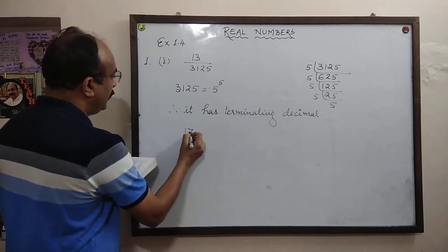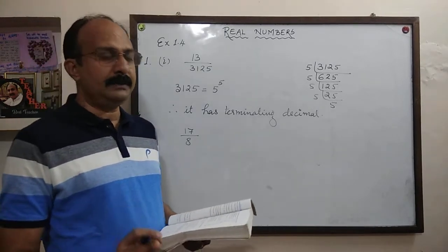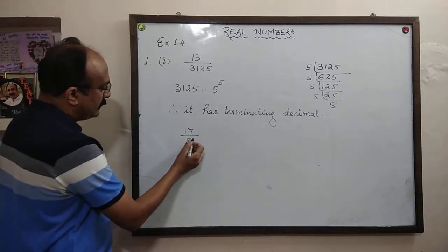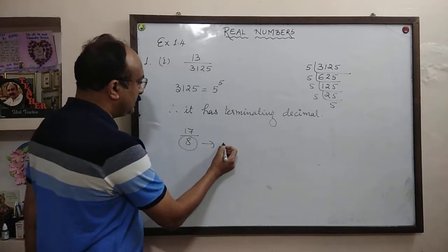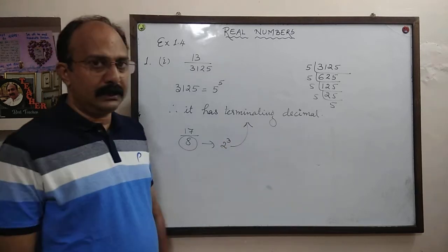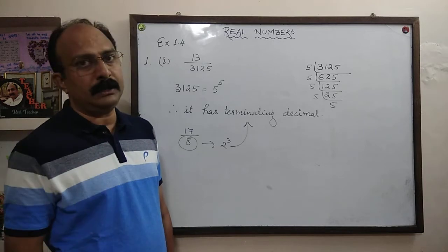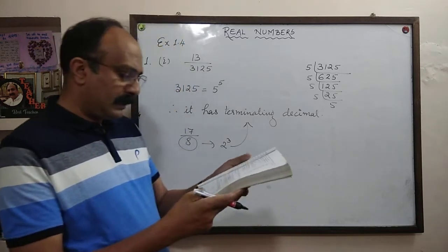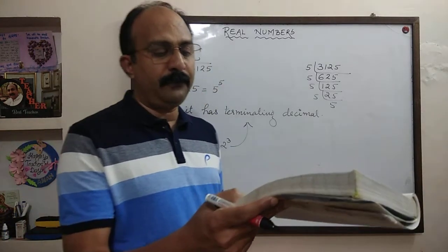Question number 2, 17 upon 8. We know that 17 and 8 are coprimes. So see the prime factors of 8. Prime factors of 8 are 2 into 2 into 2, that is 2 power 3. Again the answer is terminating. If only 2's, terminating. Only 5's, then also terminating. Both 2 and 5, terminating. Question number 3, 64 upon 455.